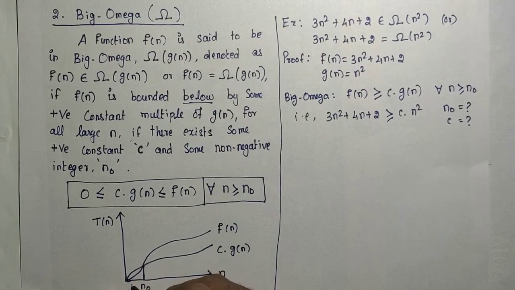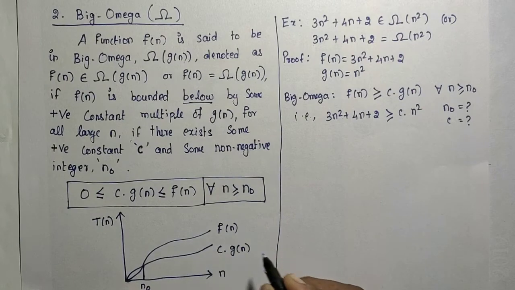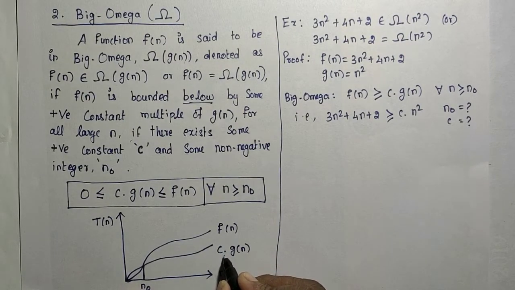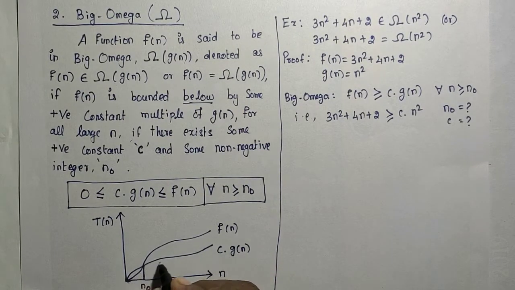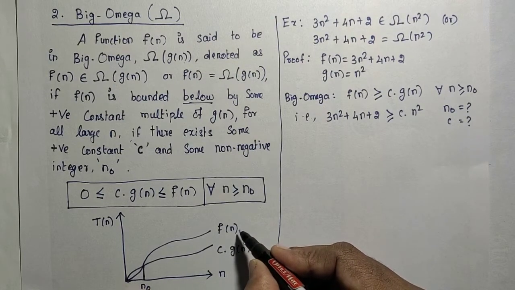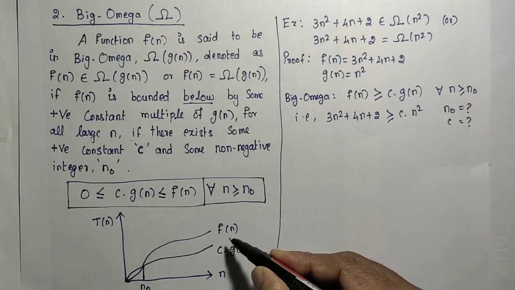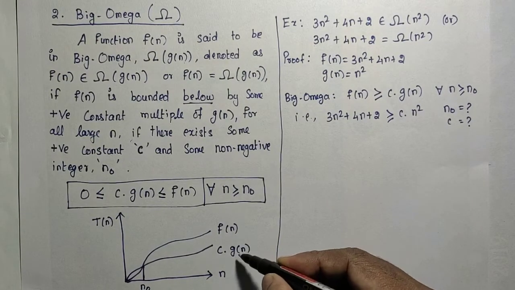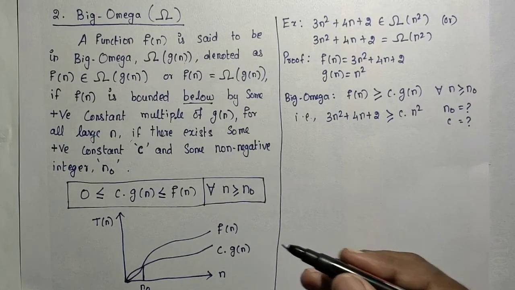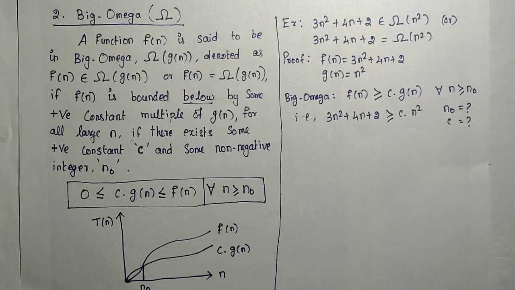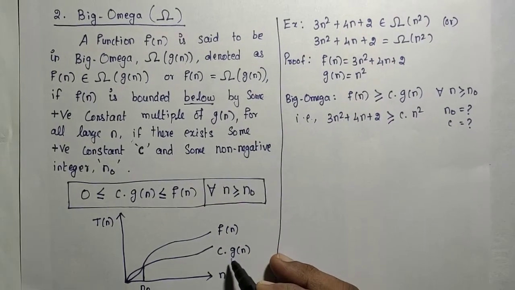So the rate of growth of the function is f of n, and the rate of growth of c into g of n is this one. It means that for any large n value, f of n will not go below c into g of n. So we have defined the lower bound. In big O, we defined the upper bound: f of n will not go beyond that. But in big omega, we are saying that f of n will not go below c into g of n. So we can say that f of n belongs to omega of g of n.